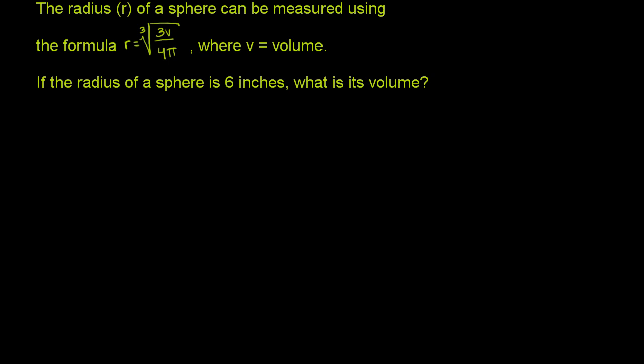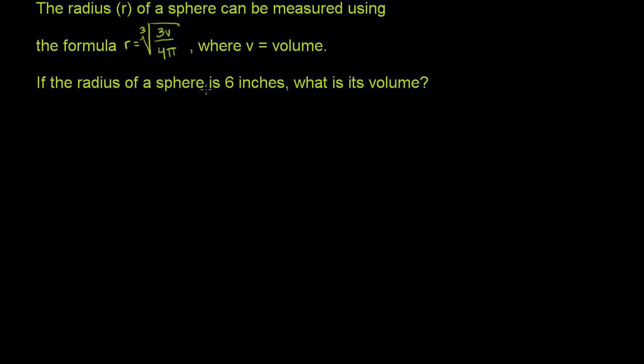We're told that the radius of a sphere can be measured using the formula r is equal to the cube root of 3 times v divided by 4 pi, where v is equal to the volume. That's interesting. Normally you have it expressed the other way, volume as a function of radius. Here they have radius as a function of volume.